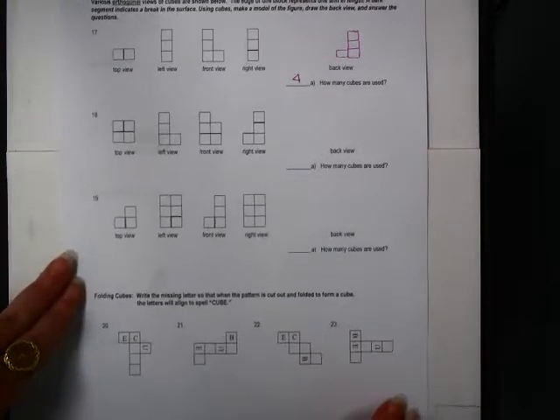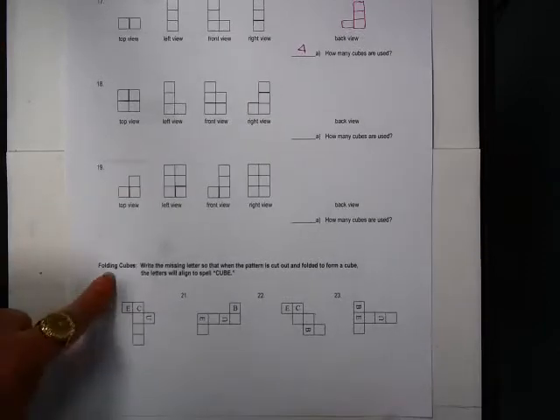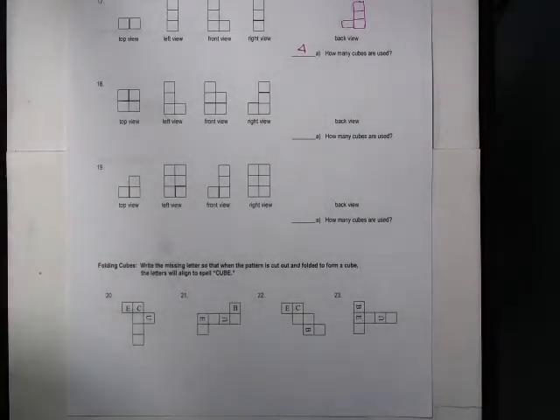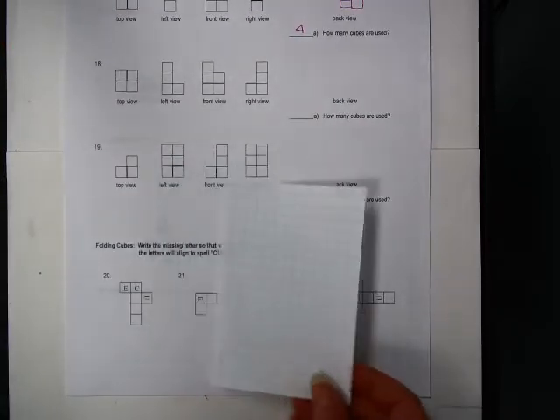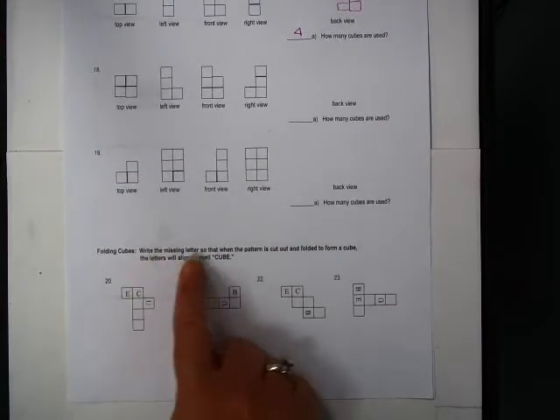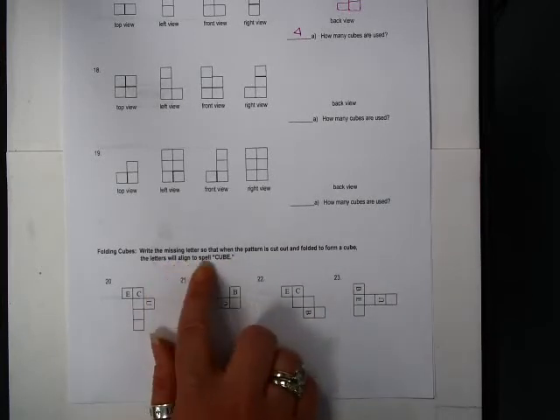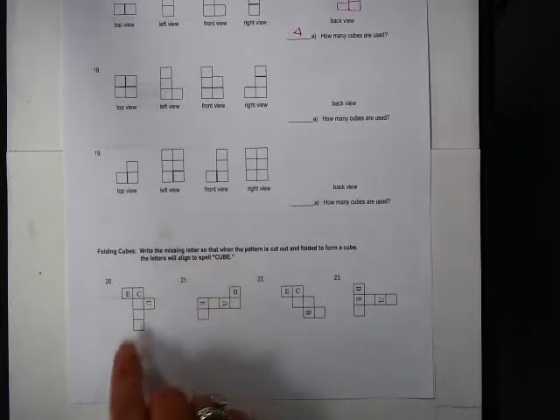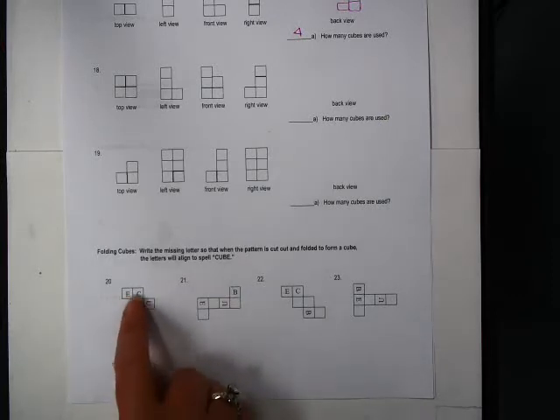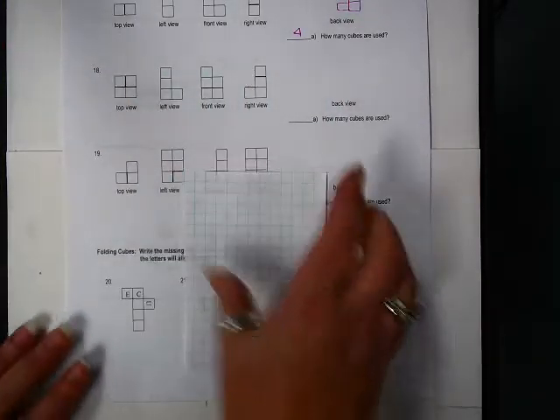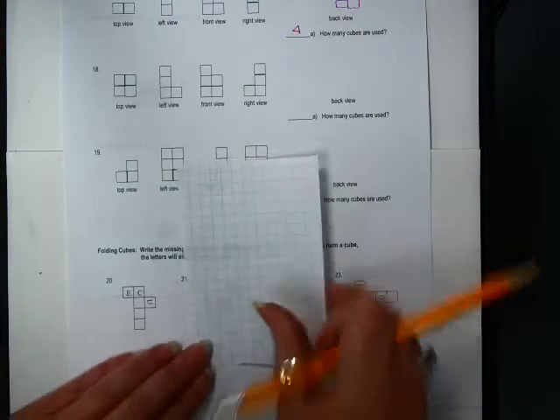I want you to try these two on your own, and then bring those in so we can discuss them. All right, the next one, folding cubes. You're going to need a piece of graph paper for this one, and I happen to have this piece of graph paper here. I'm going to use this graph paper to recreate this shape. It says, write the missing letter so that when the pattern is cut out and folded to form a cube, the letters will align and spell cube. So we want to place a B somewhere in here so that when we fold it up, the cube will go all the way around.